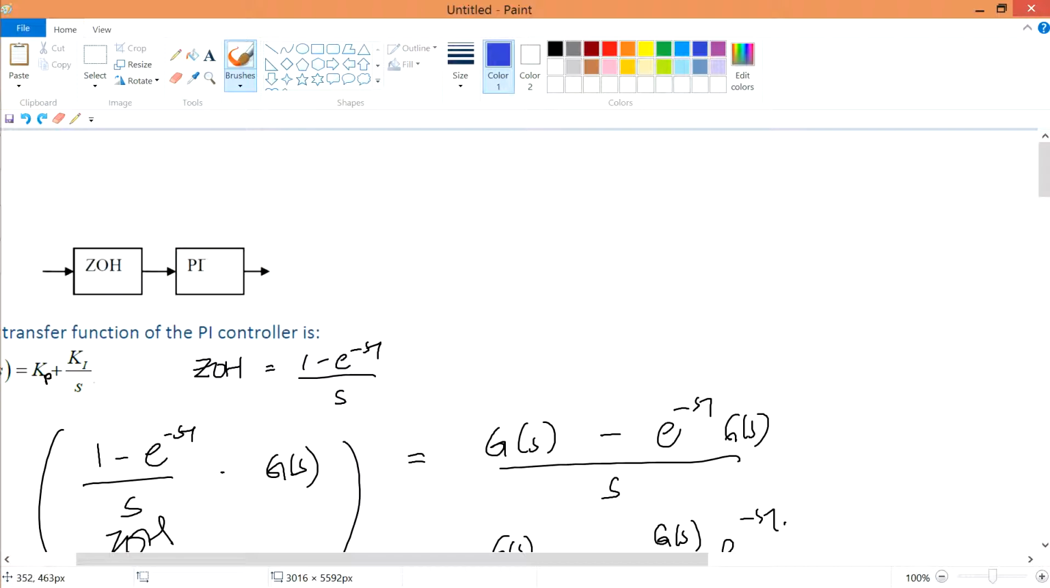So if you're doing the PID, please make sure that you include your constant Kd multiplied by s. s is differentiation, 1 over s is integration.